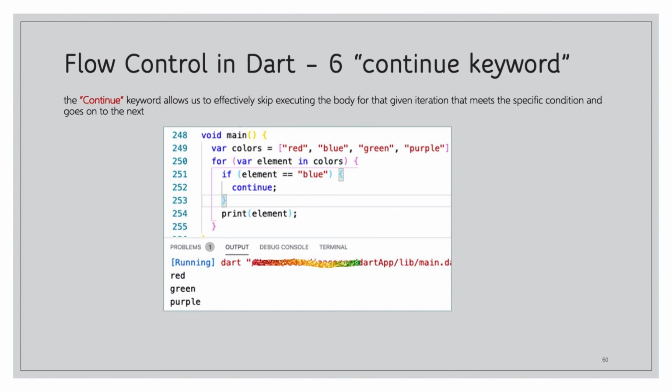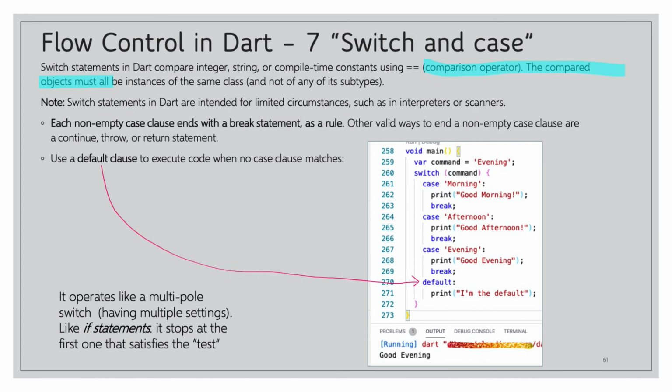Well, it's not going to skip that one because the first time around it equals red. So it prints the element, it's red. The next time it does equal blue, right? If element equals blue, it does. It skips it. It continues on, and it goes around until I'm done with the list. So it prints out green and purple, and then it ends. That's how continue works.